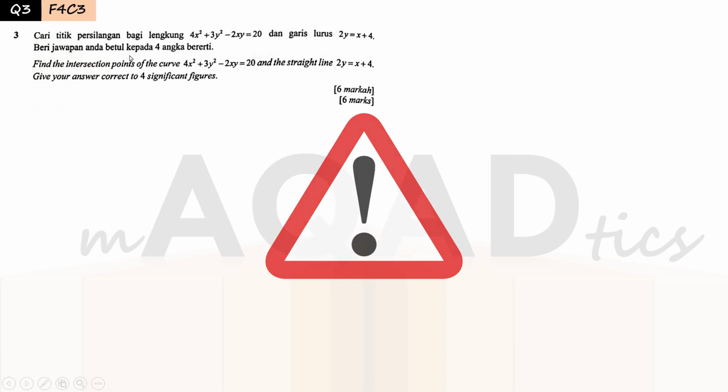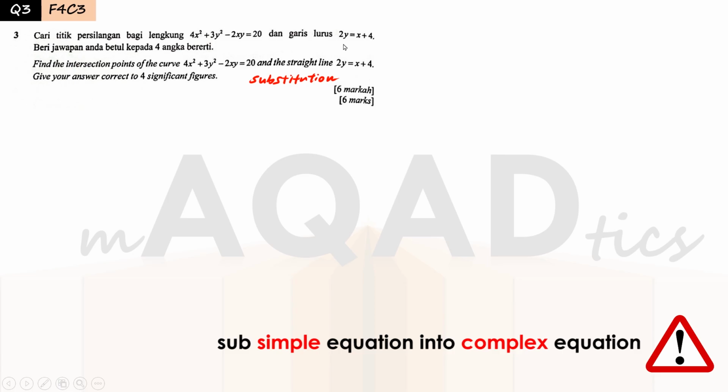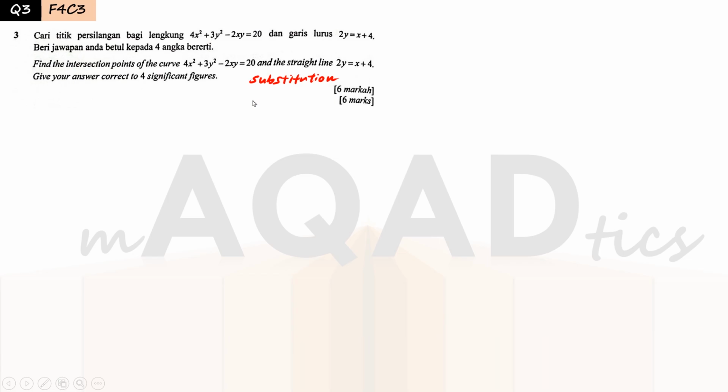Question 3 focuses on system of equations, and here we have a curve equation and a straight line equation. So now we need to find the intersection points. Usually to solve this, we can use the substitution method, meaning use the more simplified equation and substitute into the more complex equation.